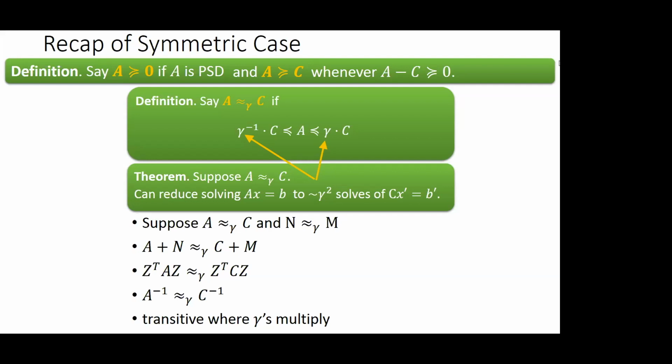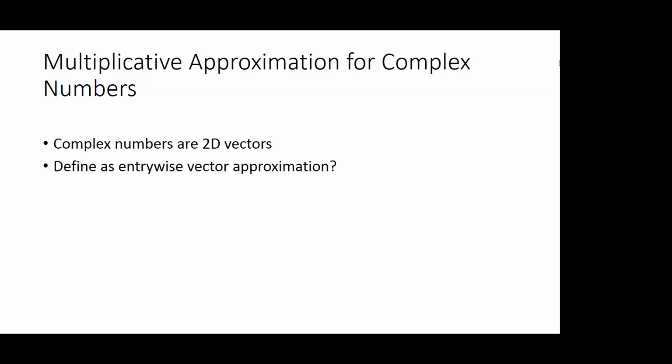But the problem is that with asymmetric matrices now, even if the matrices are real, they may have complex eigenvalues. And so what that suggests is that if we want to have some reasonable notion of multiplicative approximation for asymmetric matrices, then what we should really start with is trying to get a reasonable notion of multiplicative approximation for complex numbers. And so we're going to motivate that as follows. Complex numbers, you can think of them as two-dimensional vectors within the complex plane, where the first coordinate is the real part, and the second coordinate is the imaginary part.